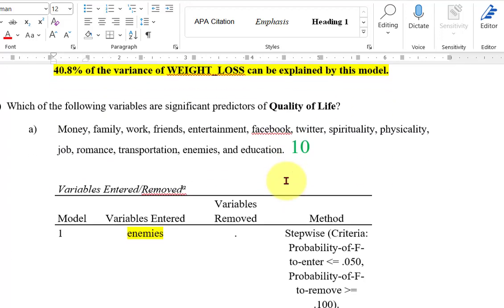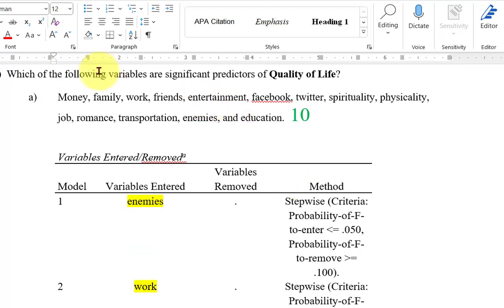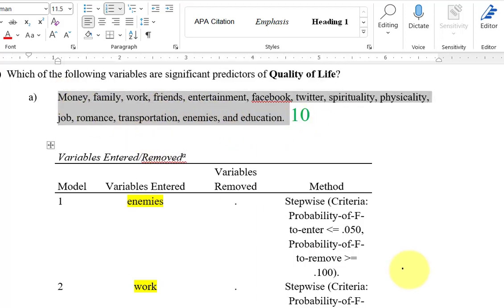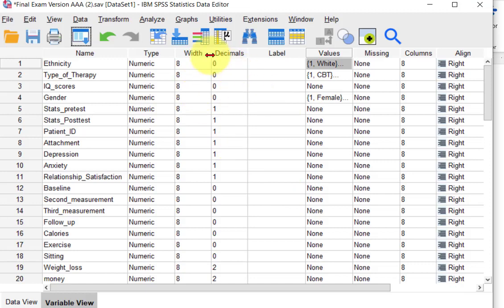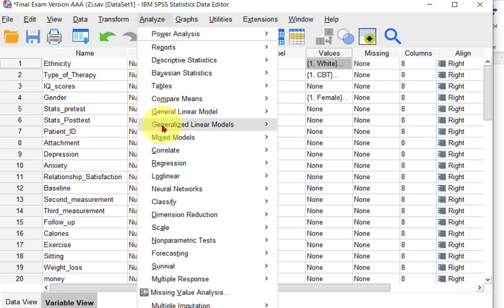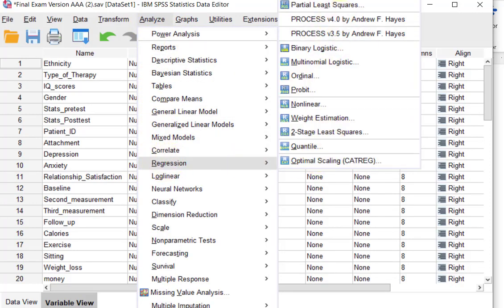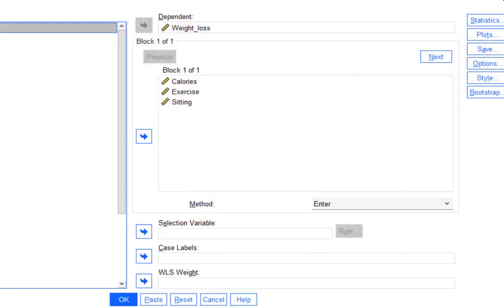All right, last one. Which of the following predicts quality of life? And oh my God, look at them all. There's a bunch of them. So what I was hoping you would do here is a stepwise regression. So let's see if I can't get them all at the same time. So quality of life is the DV. Go to Analyze, Regression. And again, linear, it's off screen.